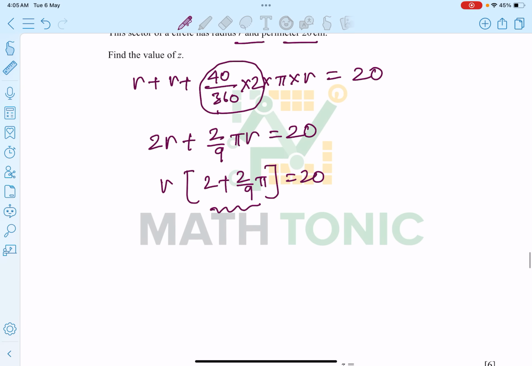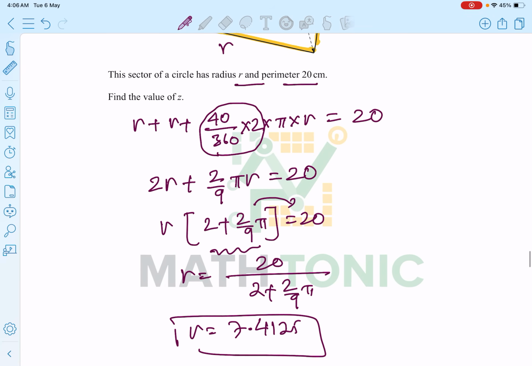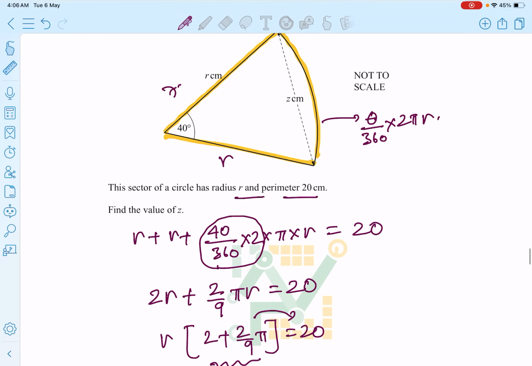And if I move this number to the other side, simply, r equals 20 over (2 plus 2 over 9 pi), right? So when you put the value in the calculator, I think you might be getting 7.4125. This is the radius we got. Do you understand? So this one I got 7.4125, and this is also 7.4125. Question is given, find the value of z. We need to find out the value of z.